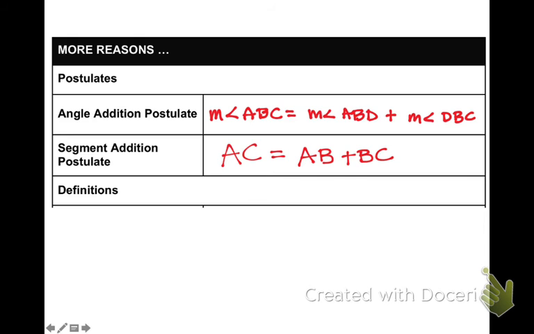AC is equal to AB plus BC. Okay, so now we're going to add in a component of angle addition or segment addition, depending on what the diagram is giving you, which then should take us to the algebra components. We're going to blend them all together.